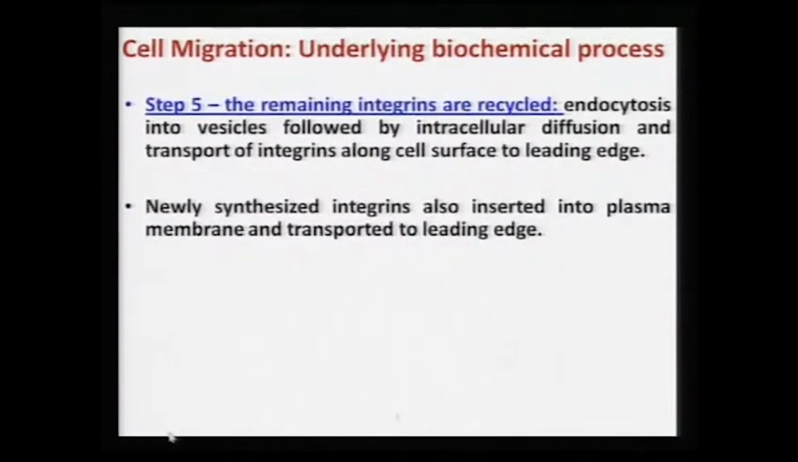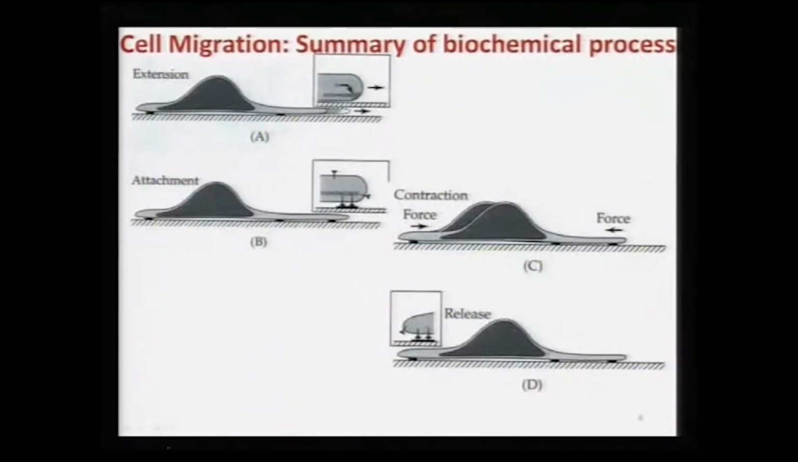Now, step 5 is that the remaining integrins are recycled, that means endocytosis into vesicles followed by intracellular diffusion, and newly synthesized integrins are also inserted into the plasma membrane and transported to the leading edge. So, this is the summary of the biochemical processes. The first one is extension, that is stage 1, stage 2 is the focal contact established, stage 3 is the contraction forces, and stage 4 is the release.